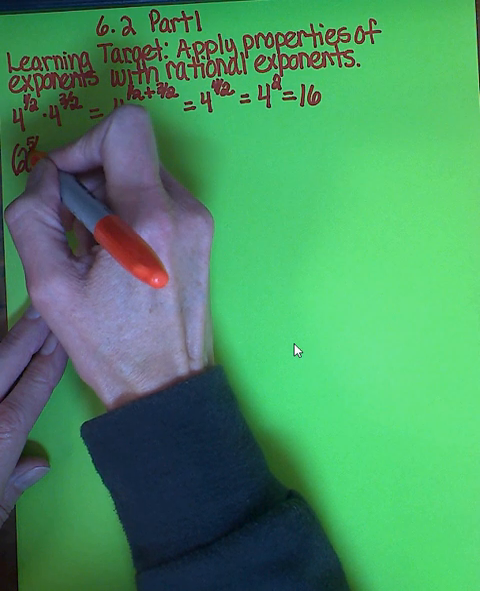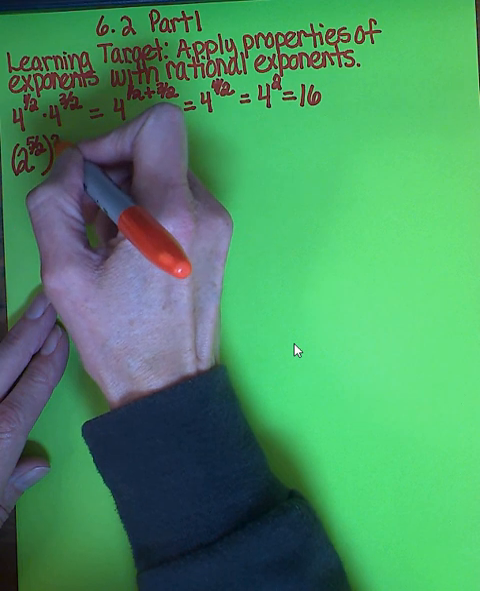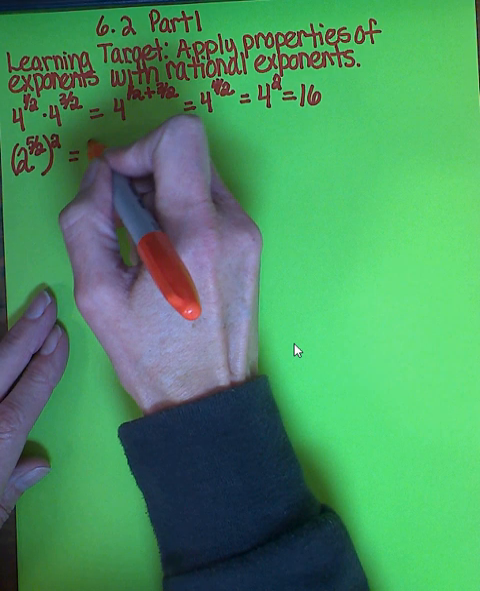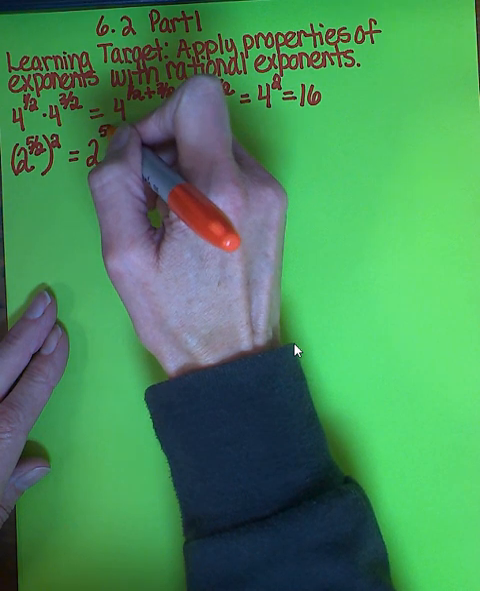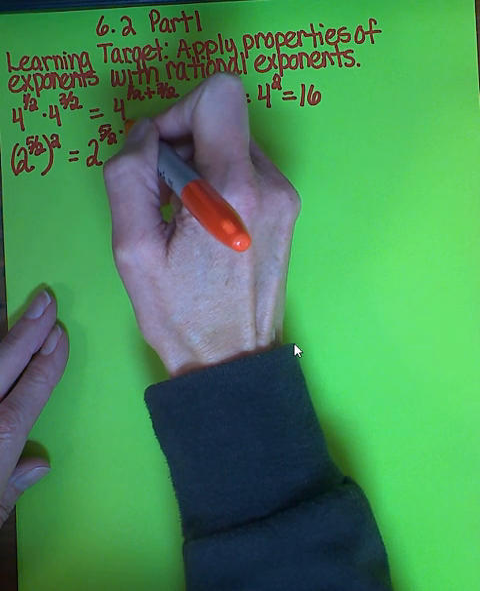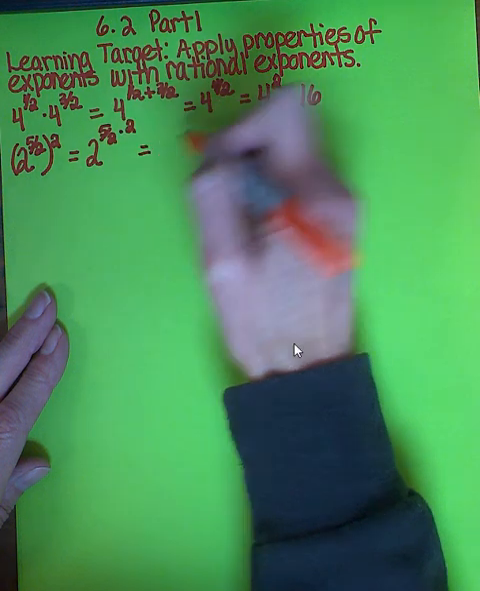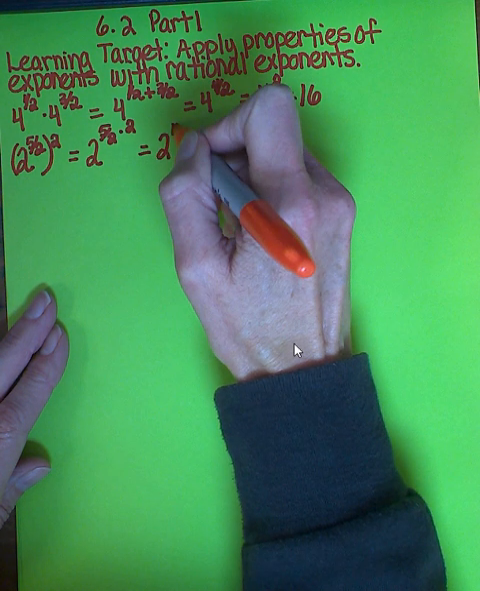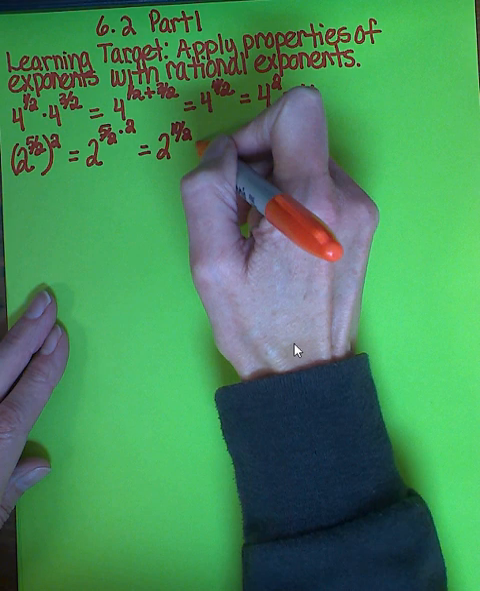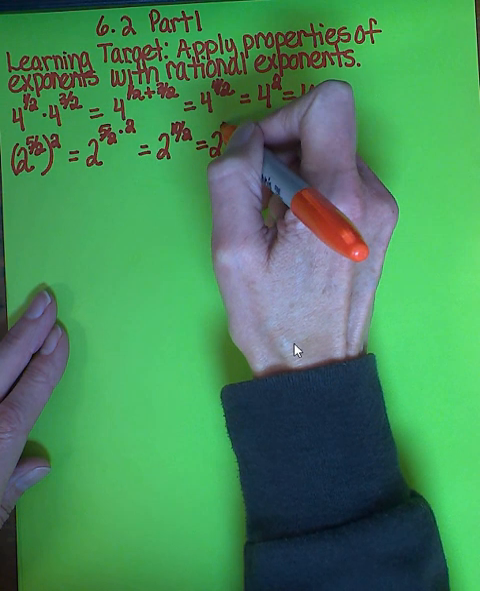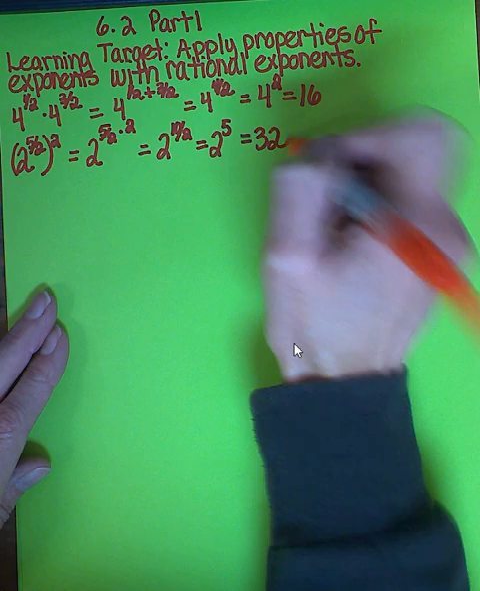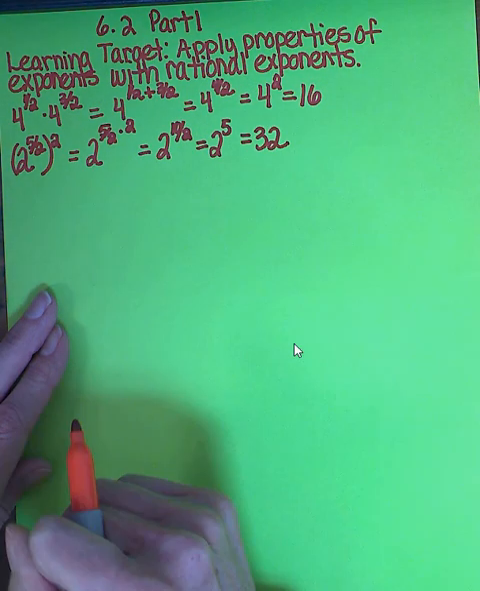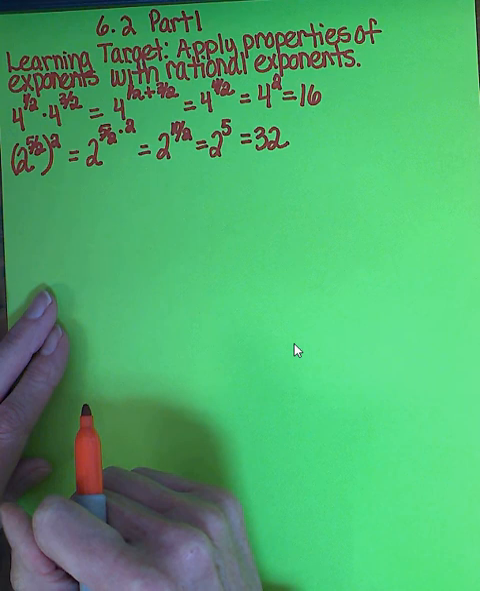When you take a power to another power, you multiply the exponents. So 5/2 times 2 would give me 10/2, which is just 5. And then 2 to the 5th power is 32. So power to a power, you multiply.